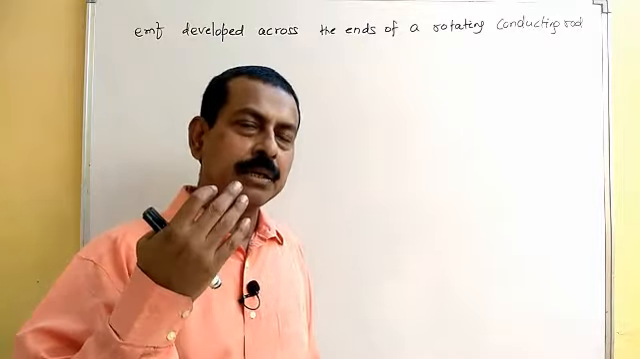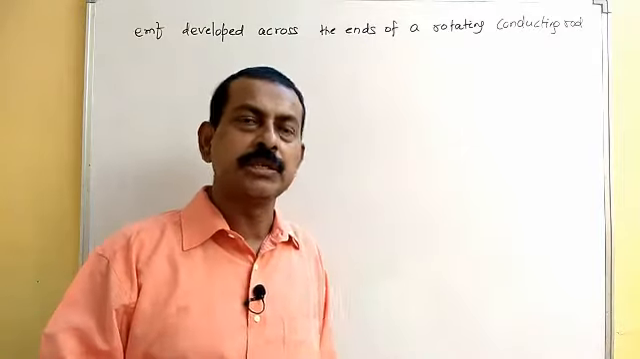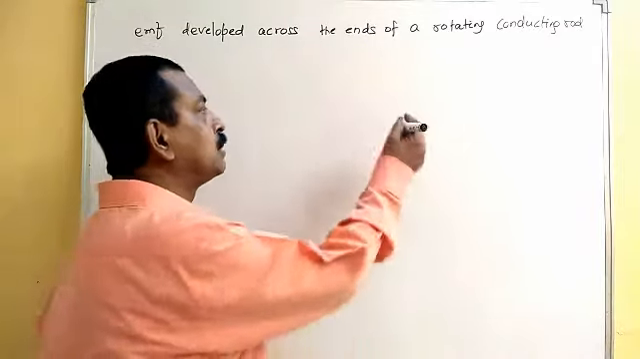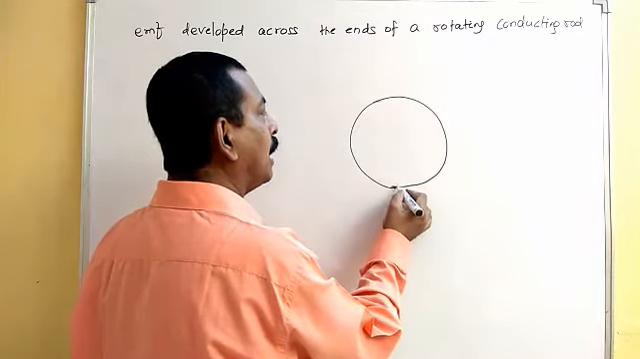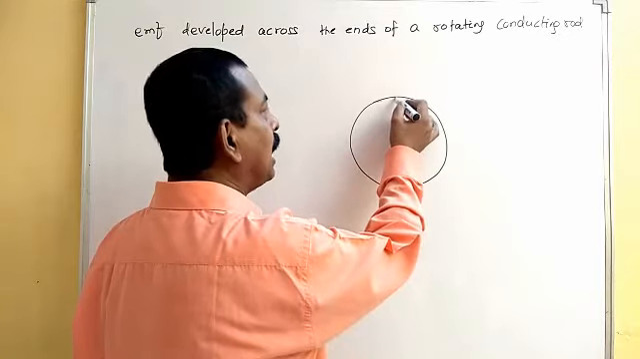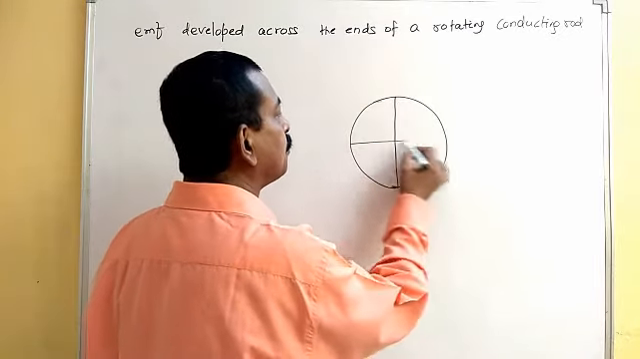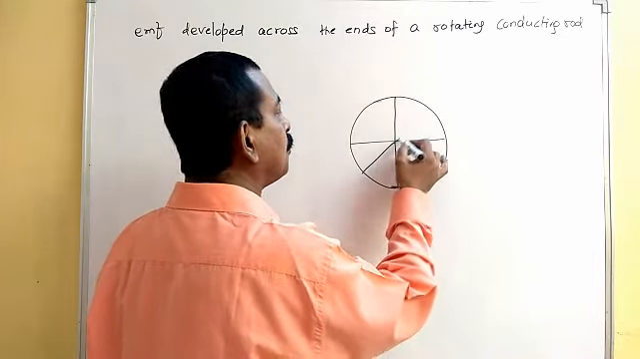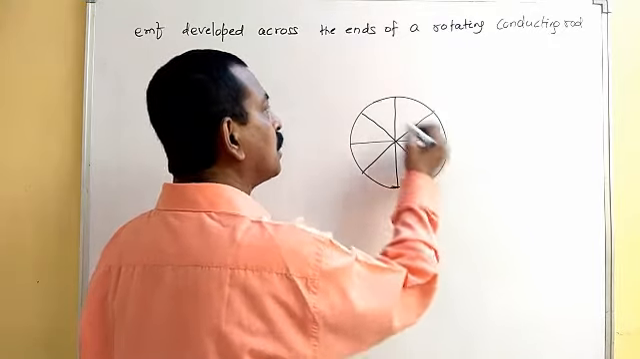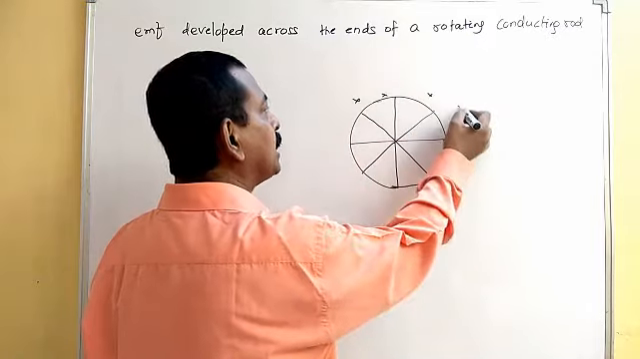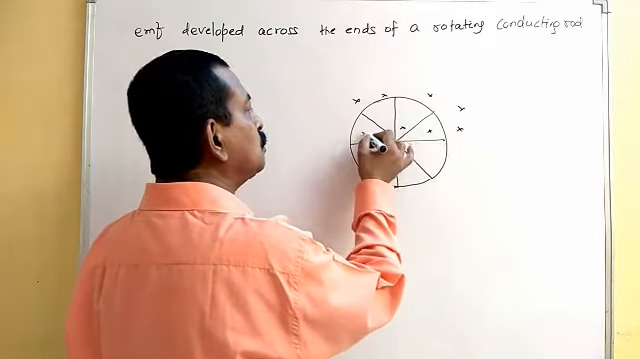Based on this, you can get another type of question where it will be said that we have a wheel, and this wheel has a number of spokes. And this wheel is in a region of magnetic field, say B.